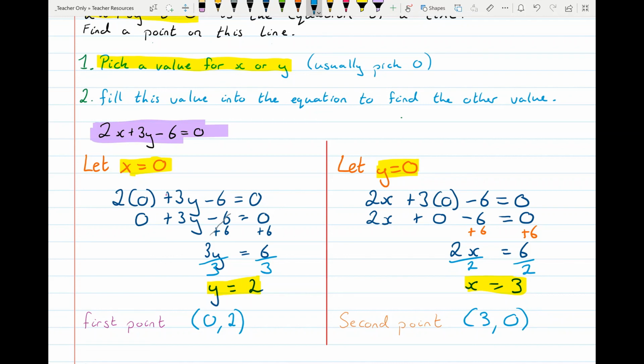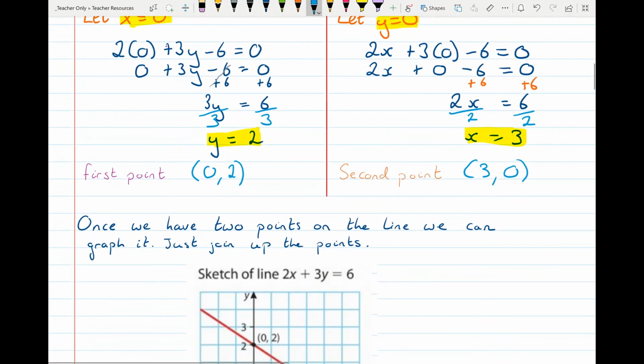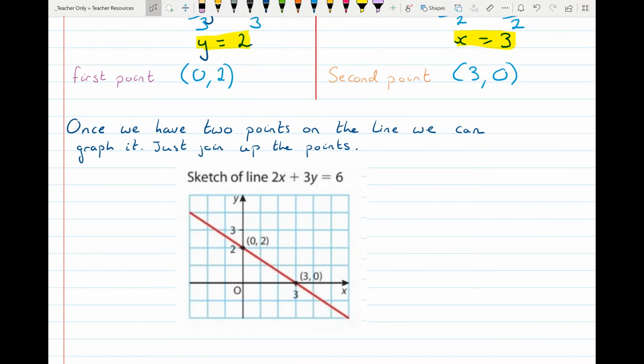Using these 2 points, we can then plot them, which I have done here, and you get your ruler and join up the two points. And since a line goes forever in both directions, you extend the line beyond the 2 points. If you were to stop at just the 2 points, that would be called a line segment. But to draw the full line, you extend it past the points.